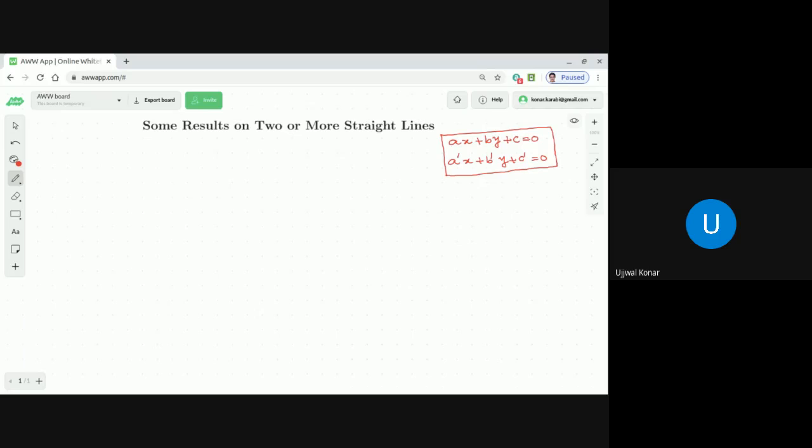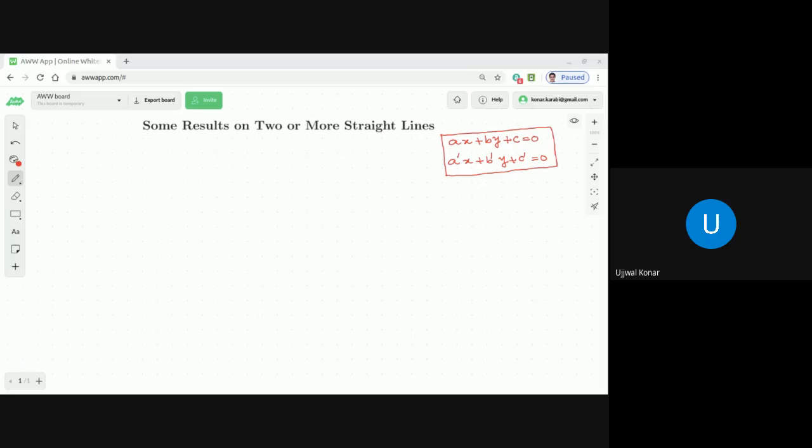And we also learned in our previous classes that this equation, ax plus by plus c is equal to 0, is the general equation of a straight line. Now, if we have two such straight lines, their general equations will be: the first one ax plus by plus c is equal to 0, and the second one a dash x plus b dash y plus c dash equal to 0. Now we are going to find some results from these two straight lines.